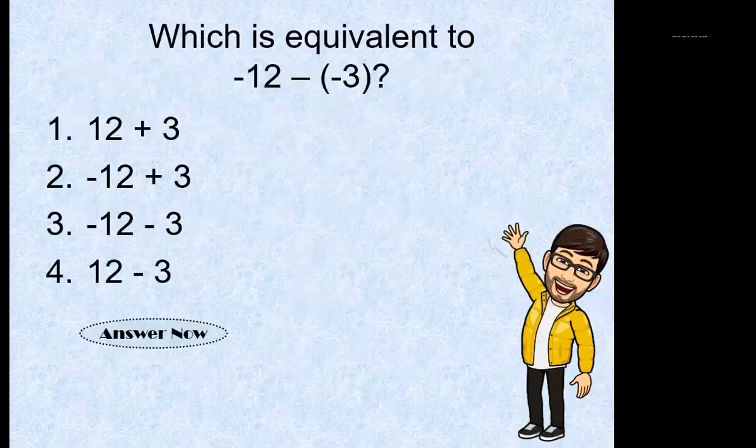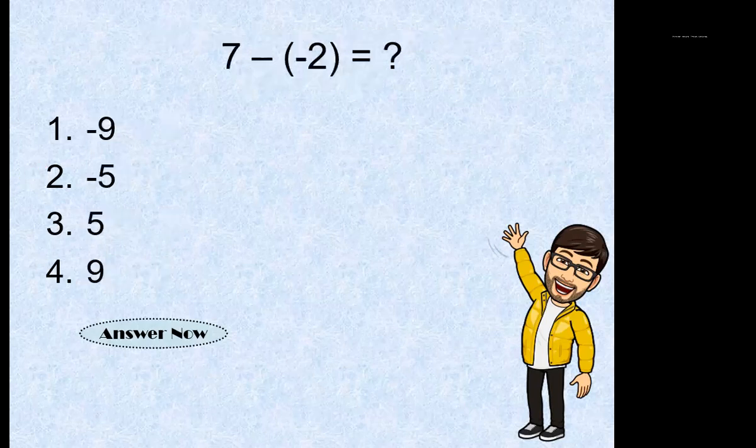Okay, let's have this one, which is equivalent to -12 minus -3. So, nasaan yung katumbas nun? Or equivalent, let's have choice number 2, tama. Kasi -12 pa rin, minus ay maging plus, so -3 maging positive. Diba? Ang galing. So, mas dali. Very good. How about this one? 7 minus -2. We have 7 plus 2, tama. So, magiging 9. So, that's it.